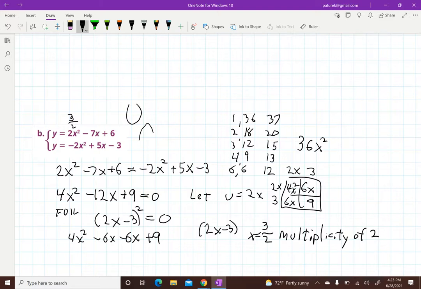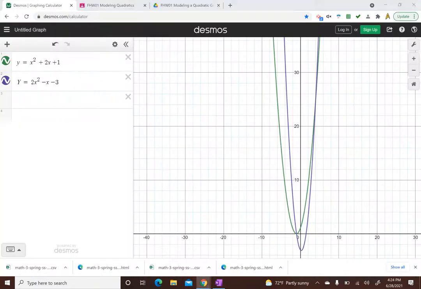What I'm going to do is just graph these two things on our friend Desmos. Yes, 2x squared minus 7x plus 6 and minus 2x squared plus 5x minus 3. Let's go over to Desmos and see what we can see.